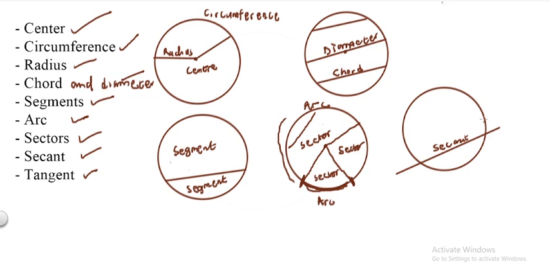A tangent is a straight line that touches our circle at a single point. Something like this. Say we have a straight line that just touches our circle on a point. So this is a tangent. That's it on parts of a circle.